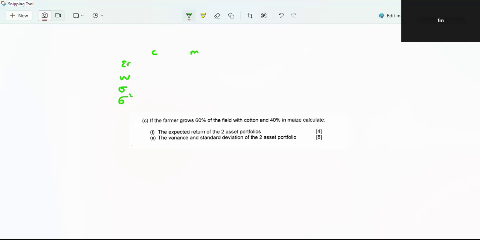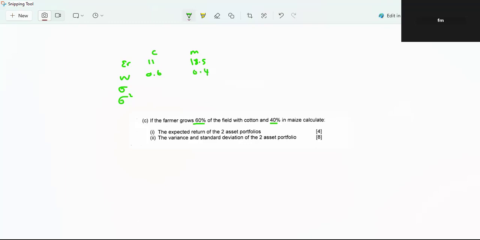So the expected return that we found for cotton initially was how much? Do you remember? It was 11% and 18.5%. We put here 11% and 18.5. How much was invested in cotton? 60% and 40% in maize. So cotton 0.6 and maize 0.4.